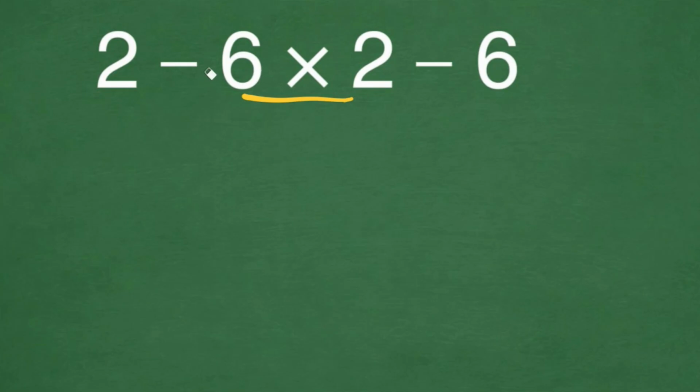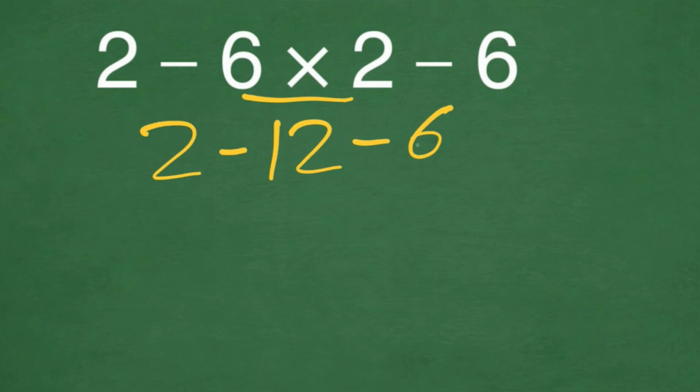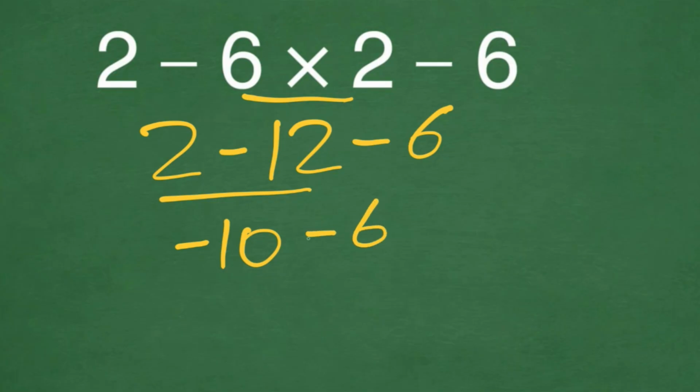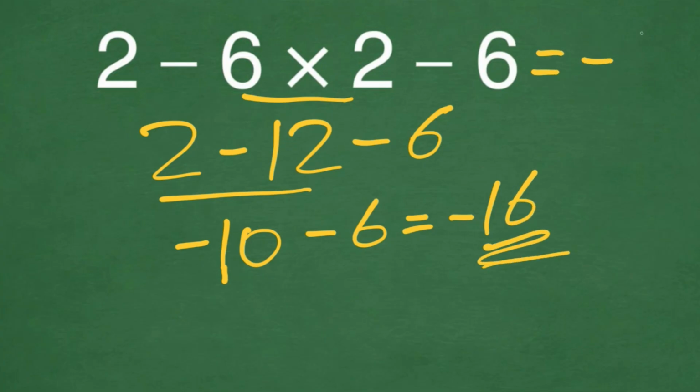Here we have to do the multiplication first. So 6 times 2 gives us 12. And 2 minus 12 minus 6 is going to be the next equation. And 2 minus 12 gives us negative 10. And negative 10 minus 6 is negative 16. So the final answer to this question is negative 16.